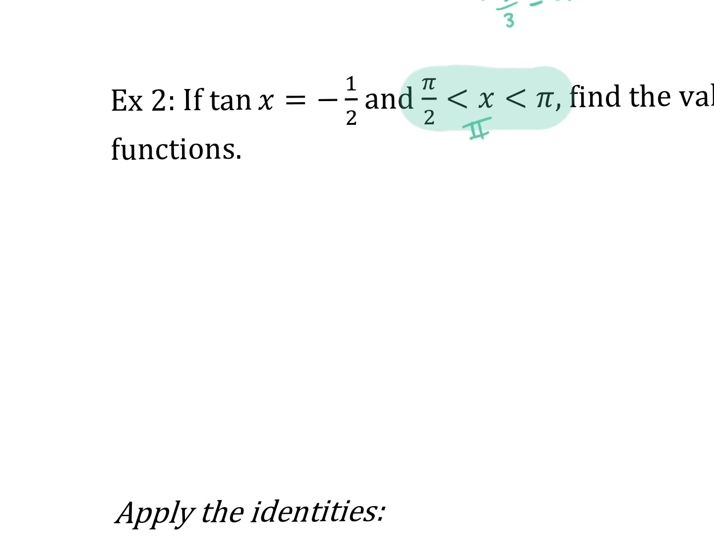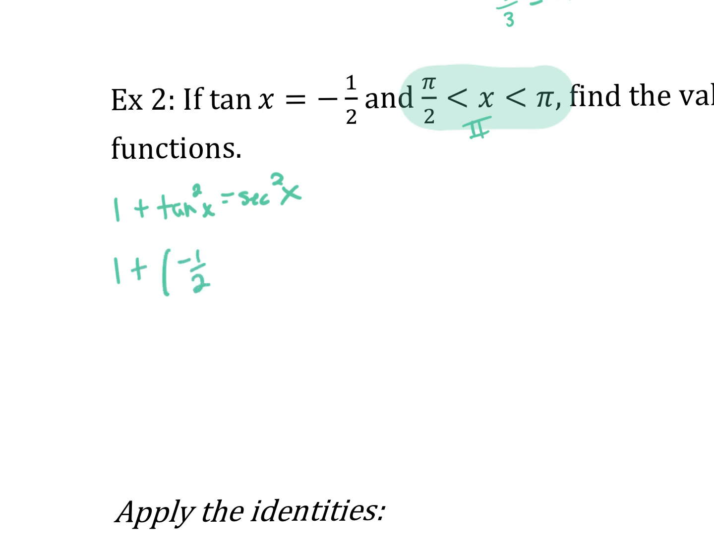So Mikey, what does your identity say? 1 plus tangent squared x equals secant squared x. And you didn't look this time. You've got it. Yay, good. Okay, so 1 plus tangent squared x equals secant squared x. Let's plug in the value that we have. So 1 plus, in this case, negative a half, and we're squaring that, and that's equal to secant squared x. So squaring that negative 1/2, we get 1/4.